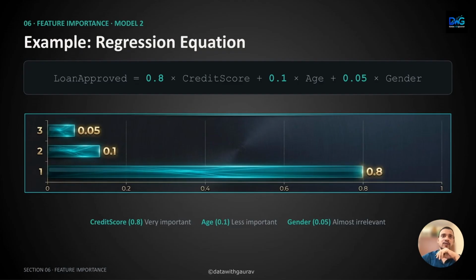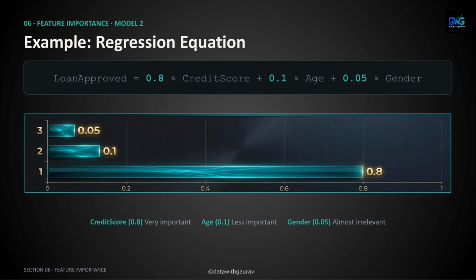Now let's look at another way of measuring feature importance, this time using a regression model. Unlike a decision tree, a regression model does not split the data into branches. Instead, it learns a mathematical equation where each feature is assigned a coefficient that represents its influence on the prediction.